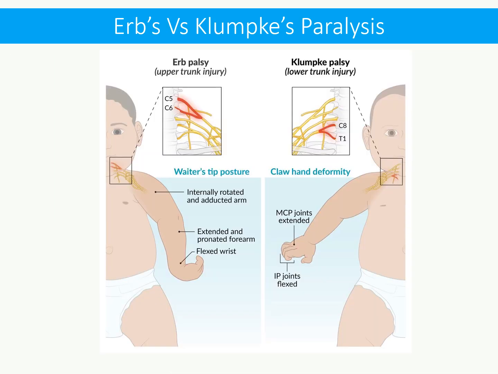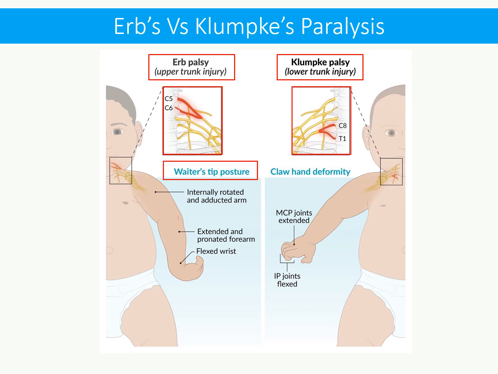Now let us have a brief review of Erb paralysis and Klumpke's paralysis. In Erb paralysis, the upper trunk is involved, especially the C5 segment, and the deformity is waiter's tip posture. Whereas in Klumpke's paralysis, the lower trunk, especially the T1 segment of the spinal cord, is involved, and the deformity is claw hand deformity.